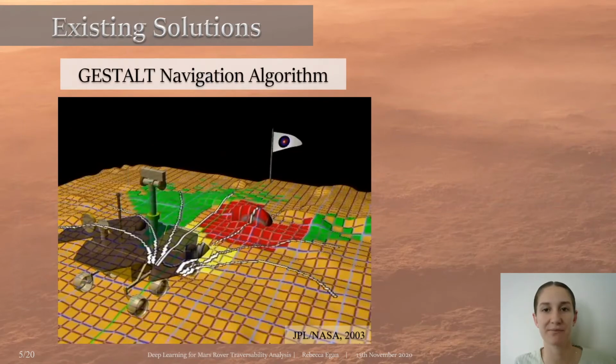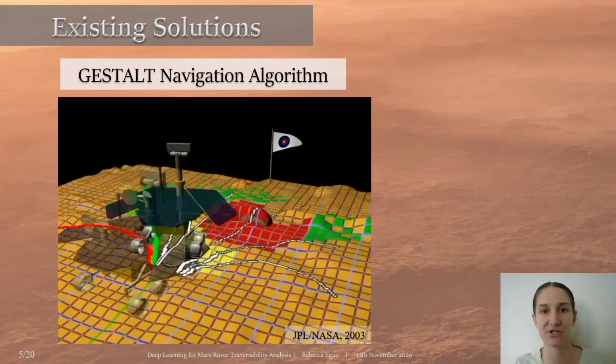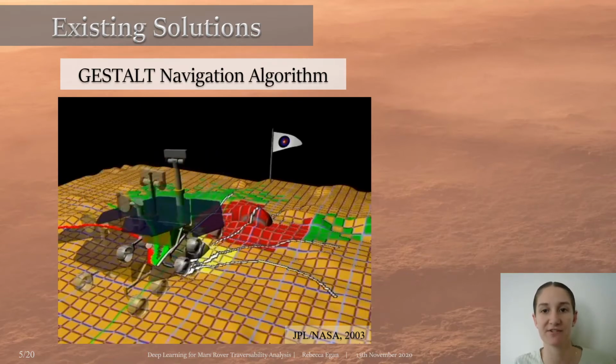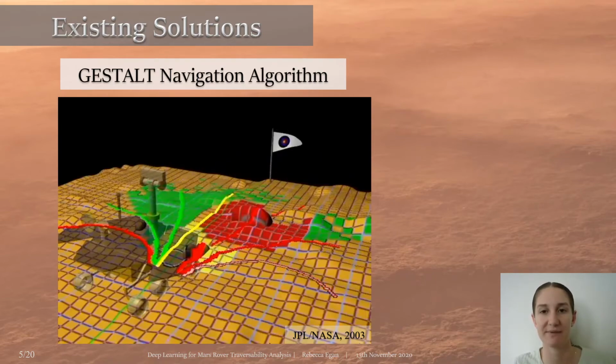Previous rover missions employ the Gestalt navigation system, which utilizes stereo vision to assign discretized cells with a traversability score based on topographic features. Deep learning for terrain classification could extend on Gestalt to provide an additional method of risk assessment.